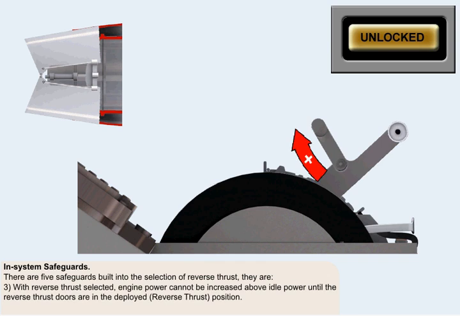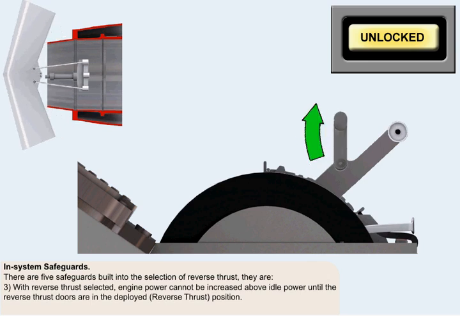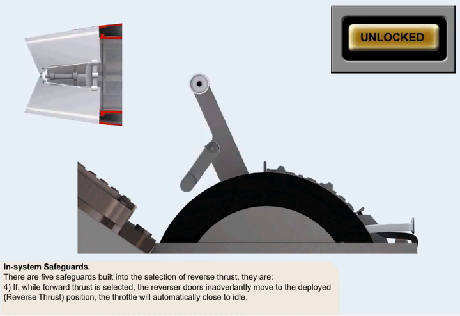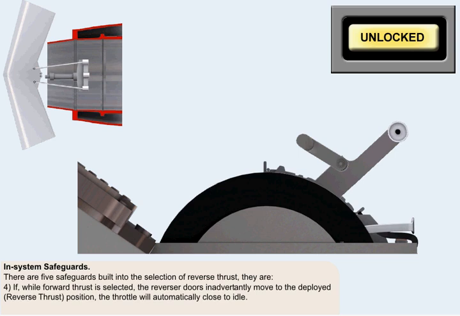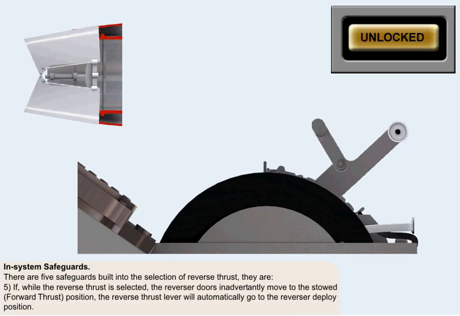With reverse thrust selected, engine power cannot be increased above idle power until the reverse thrust doors are in the deployed reverse thrust position. If, while forward thrust is selected, the reverser doors inadvertently move to the deployed reverse thrust position, the throttle will automatically close to idle. If, while reverse thrust is selected, the reverser doors inadvertently move to the stowed forward thrust position, the reverse thrust lever will automatically go to the reverser deploy position.